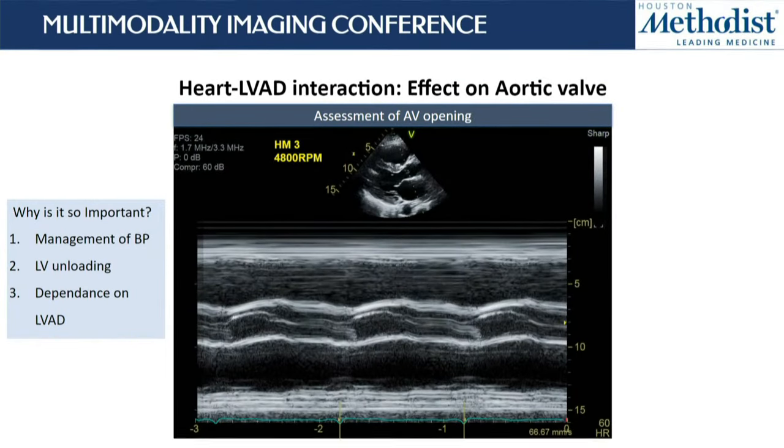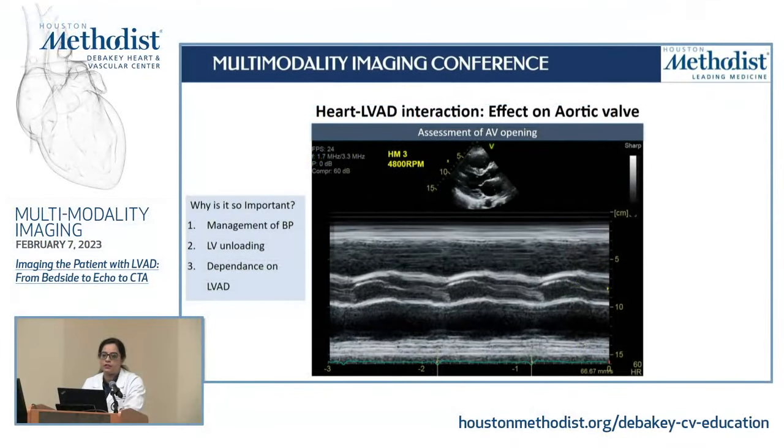So, effect on aortic valve. This is where it gets important. Why is it important? One, it's important for us for management of blood pressure. I sometimes recognize that imagers are perfectionists, and can see sometimes but not fully. For us, it is very important to know if you see the aortic valve open or not, even if it's intermittently opening, because it does change our management.